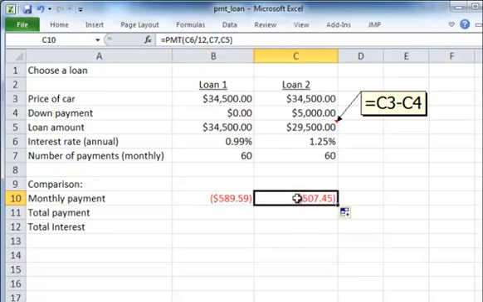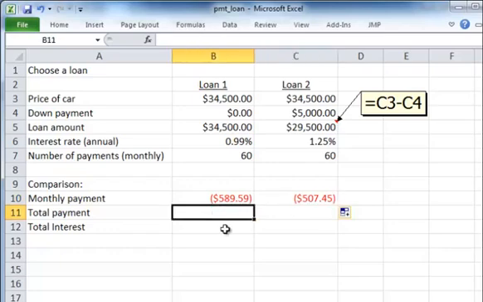We see that the second loan has a lower monthly payment. Does this mean that the second loan is a better deal in terms of total interest payment? We'll see in a second. The next step is to calculate the total payment, which is actually quite simple. Total payment equals monthly payment times the number of payments. That's it. So we do that.